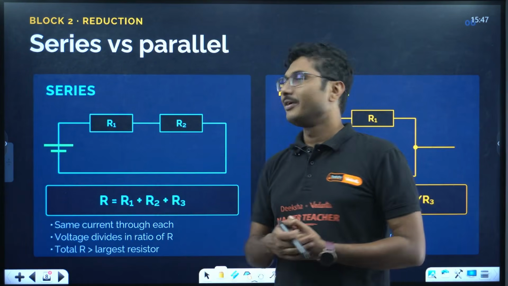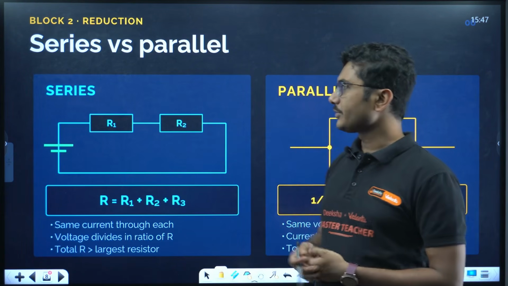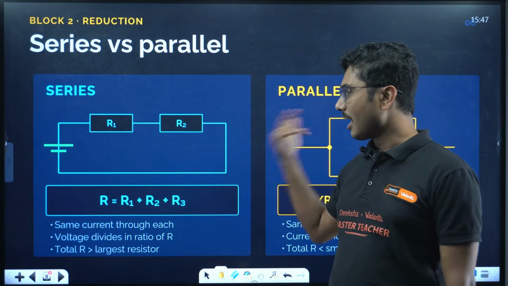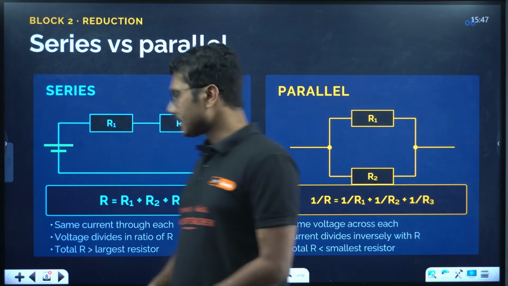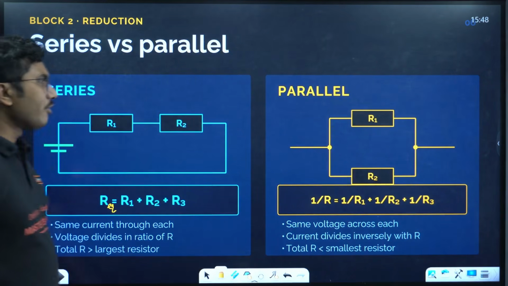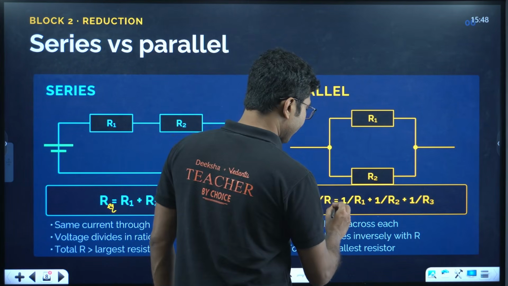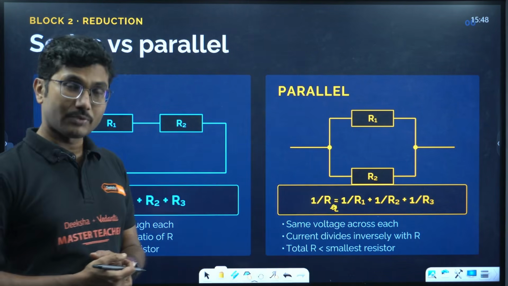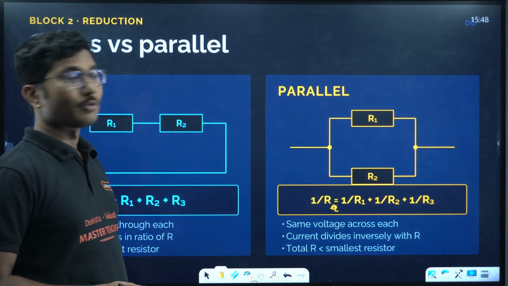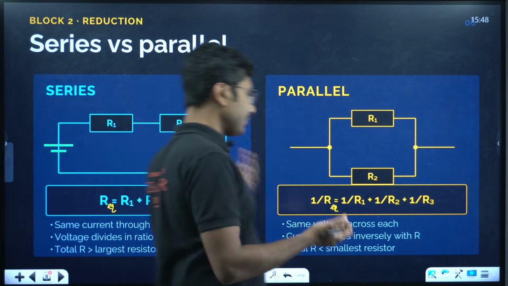Right, now series versus parallel. There are two combinations of resistances. One is series, where resistance is basically added algebraically: R equivalent is equal to R1 plus R2 plus R3. And for the parallel combination, it is 1 by R equivalent equals 1 by R1 plus 1 by R2 plus 1 by R3. So it is a reciprocal addition. Here it is normal algebraic addition, no matter how many resistances there are.